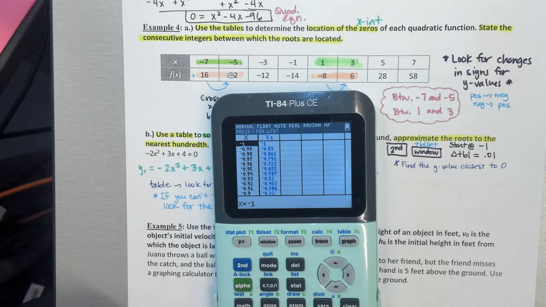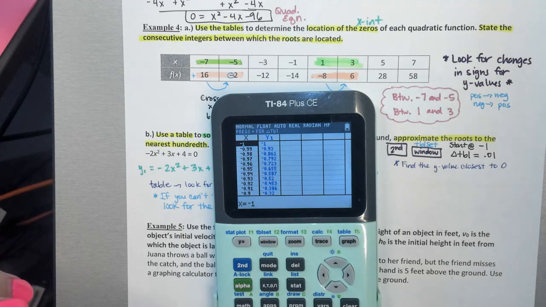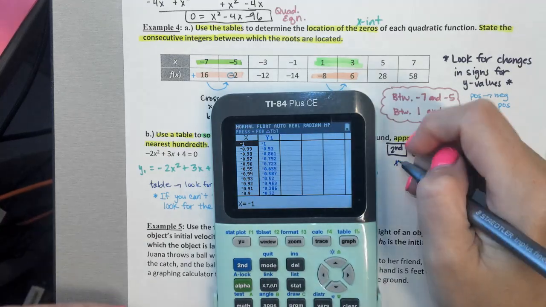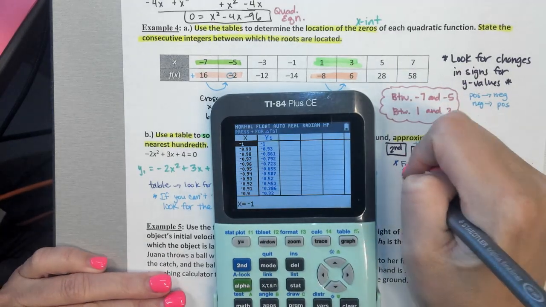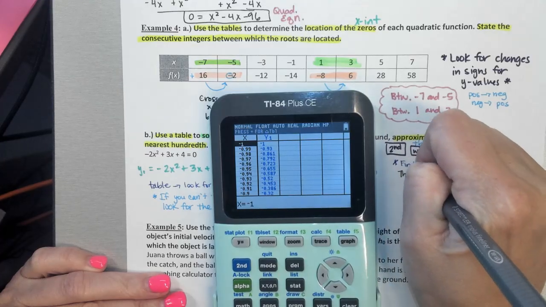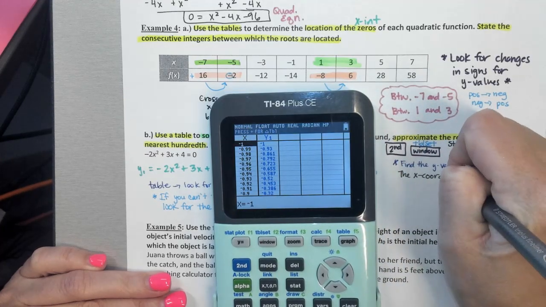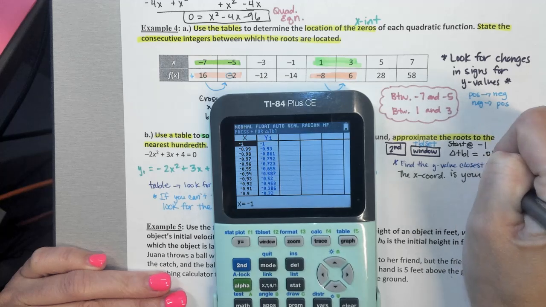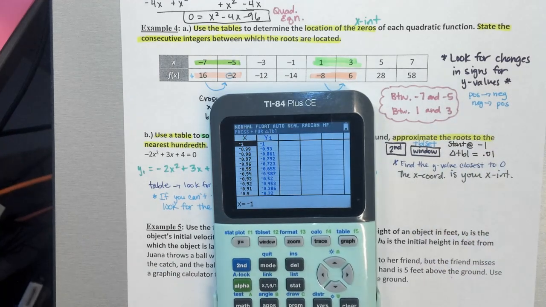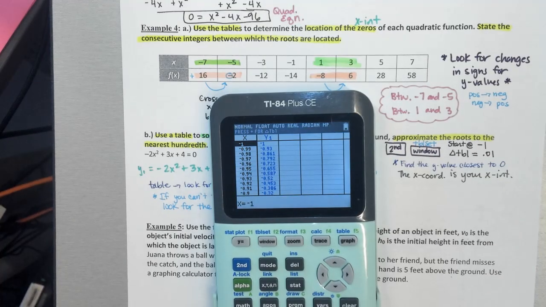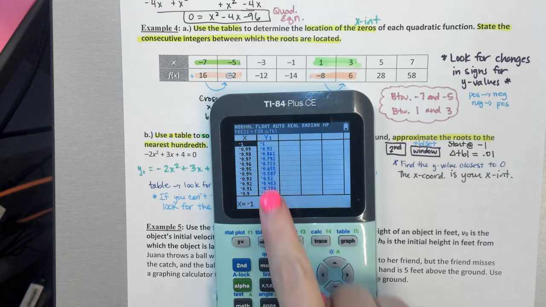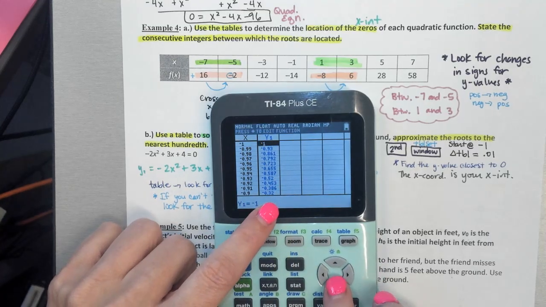Okay, and then once you do that, the x-coordinate is going to be your x-intercept. So you can scroll on your table. You can see the numbers are going down, right? They're getting closer and closer to 0.